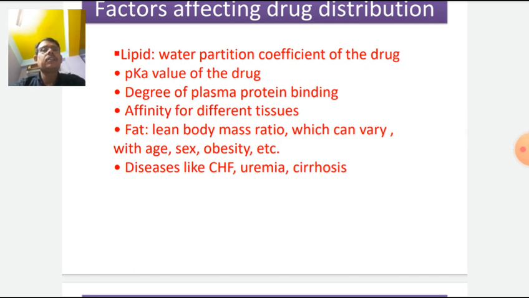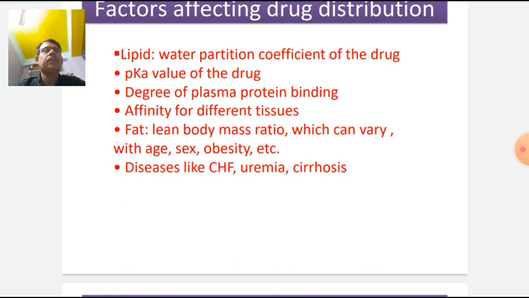Another factor we discussed previously is the lipid-water partition coefficient of the drug. That means, suppose there is a lipid compartment and a water compartment, there is a lipid-water partition coefficient. In that case, the higher the partition coefficient, the more the drug will reach distribution in the organ or tissue.